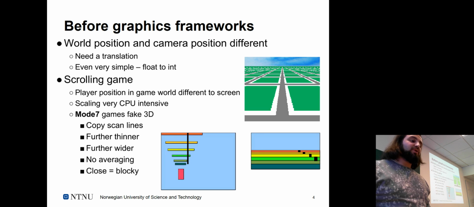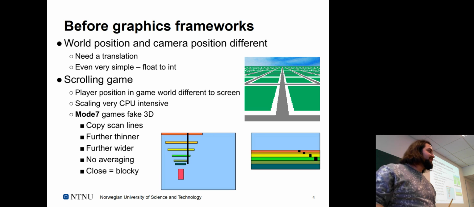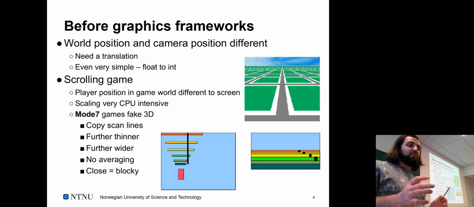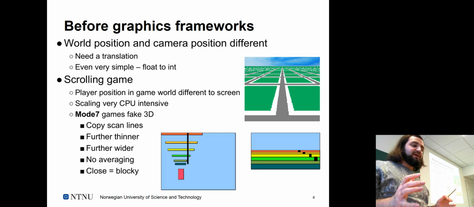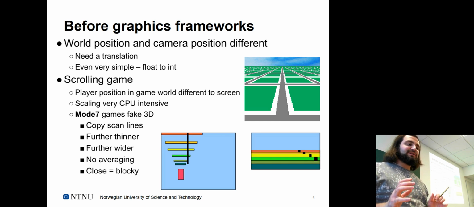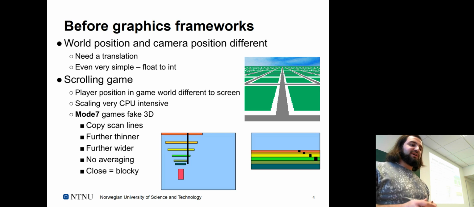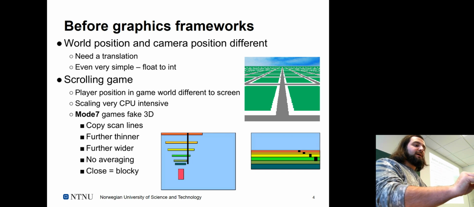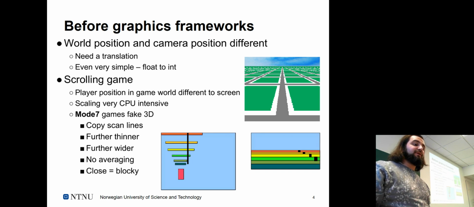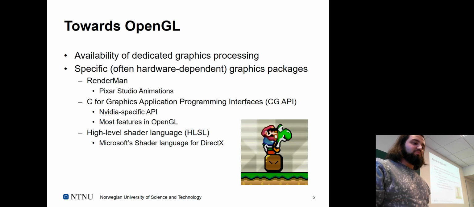Yeah, some important points to remember is that the player position in the game world and on the screen should be converted, and we need translation, because game world position and camera position differ. Even if it can be very simple, just from float to integer, still some procedures are needed for that. Yeah, the next step was dedicated graphics processing.